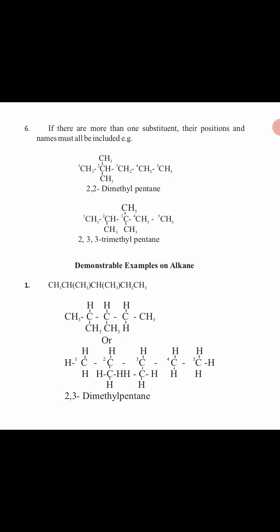Or you draw it the other way. All right, so then we'll name. If we go from front to back, we'll be having one, two, three, with the attachments on two, three. If we go from back to front, we'll be having one, two, three, four, with attachments on three, four. So two, three is smaller than three, four. So we'll go with two, three, the front to back arrangement. We have two methyl groups: two, three dimethyl pentane.